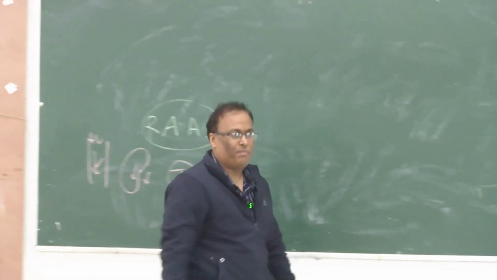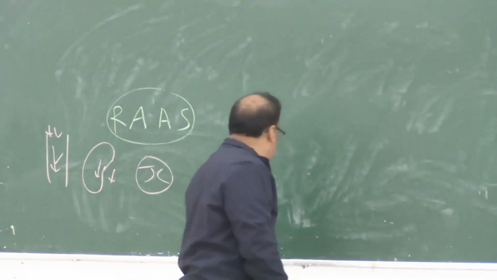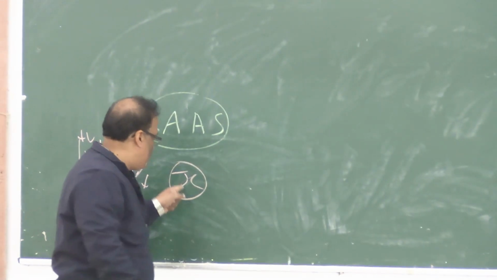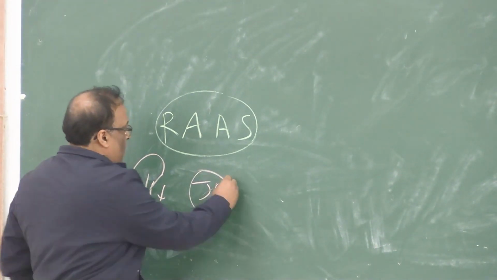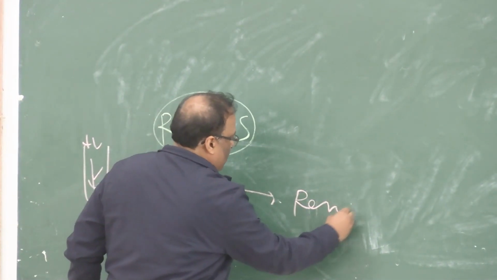If renal system comes in my part, then I will teach everything. So juxtaglomerular cells are there from where renin is released, right?